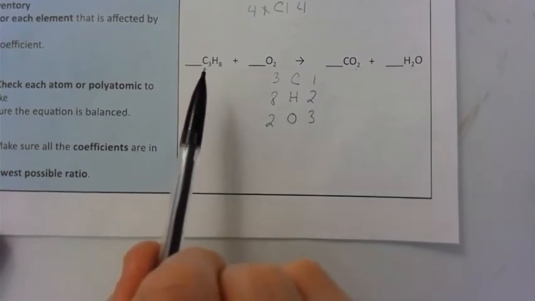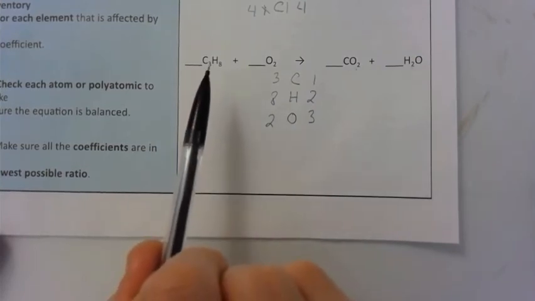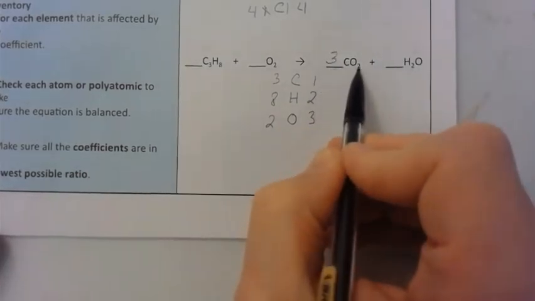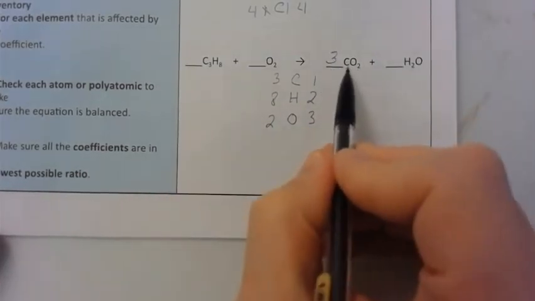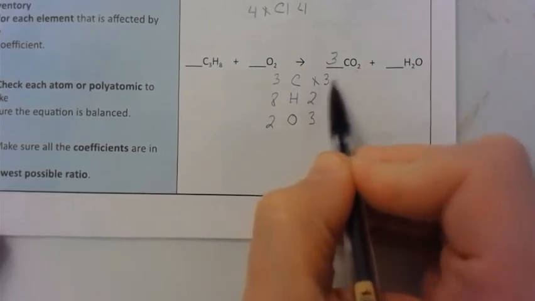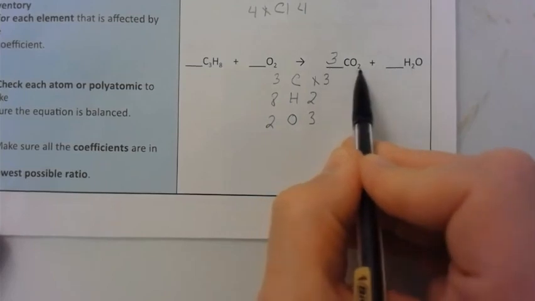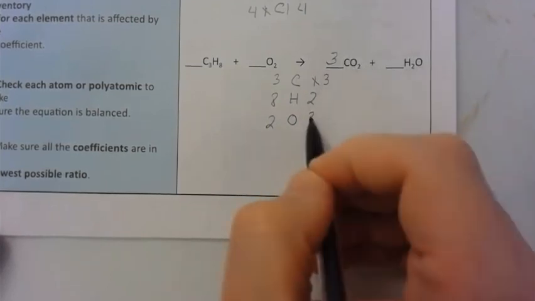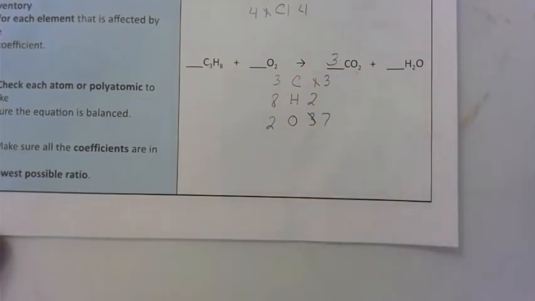Okay, so let's start by balancing out the carbon. If we have 3 carbons going in, we want a multiple of 3 there so that we have 3 carbon atoms coming out and 3 carbon dioxide molecules. So now we've got 3 carbons and 3 times 2, a total of 6 oxygen plus that 1. So we now currently have 7 oxygen atoms on the product side.